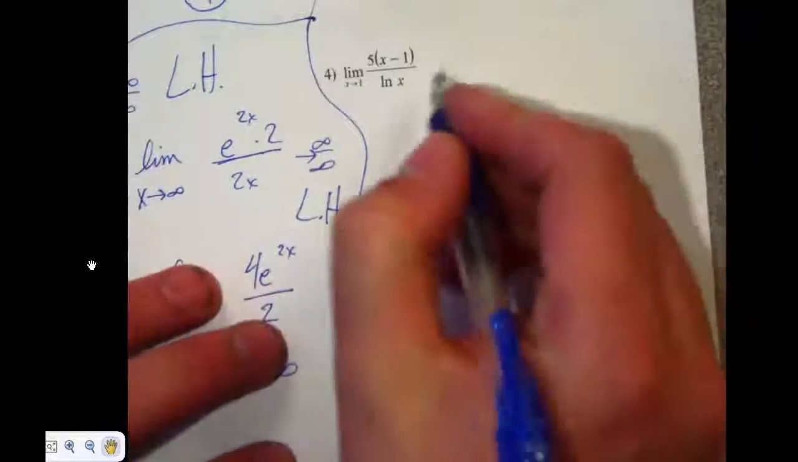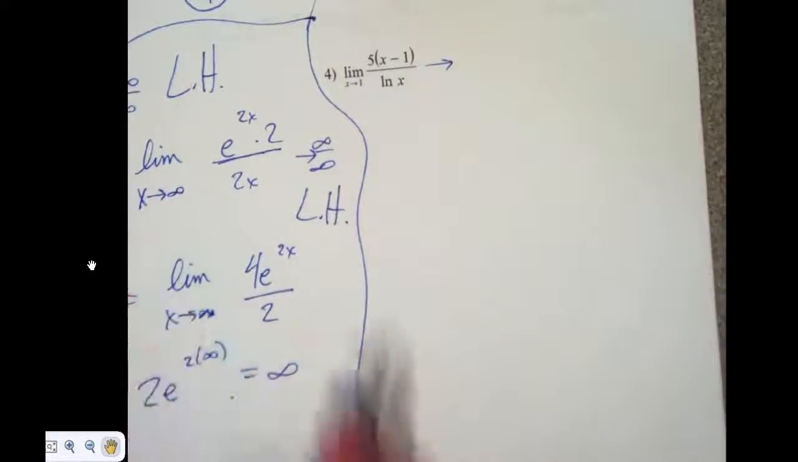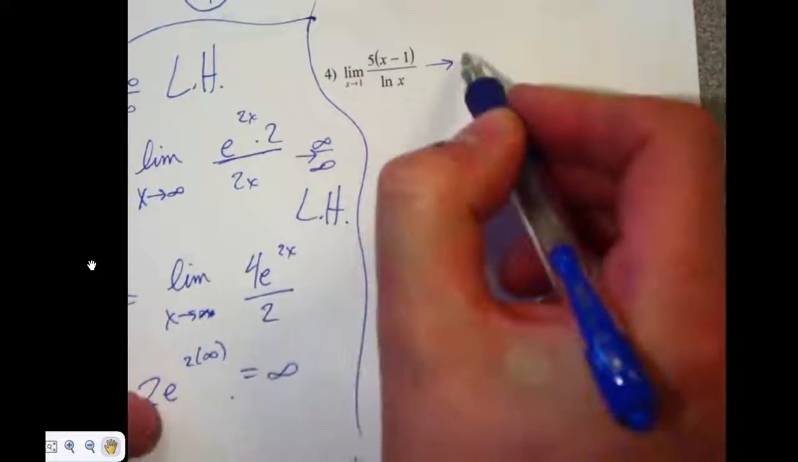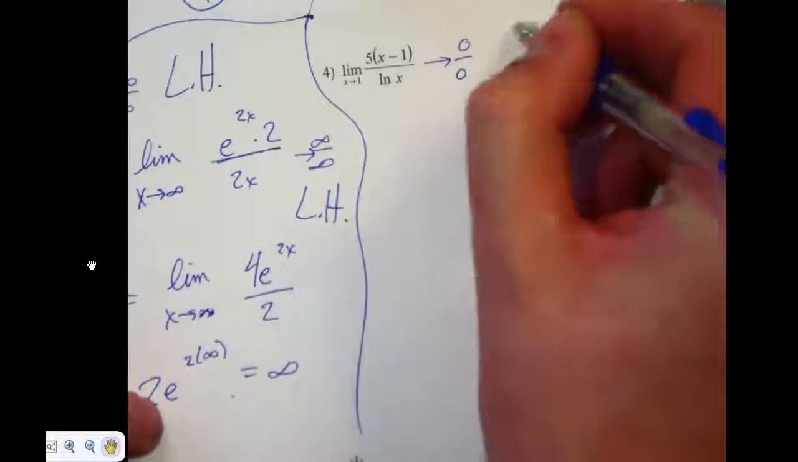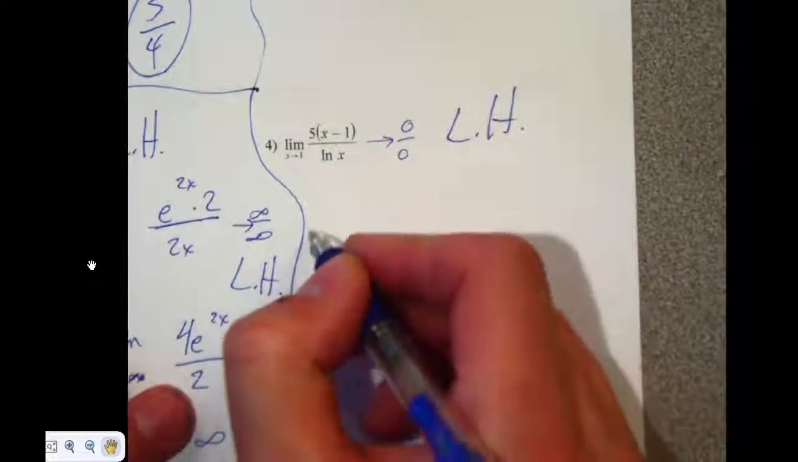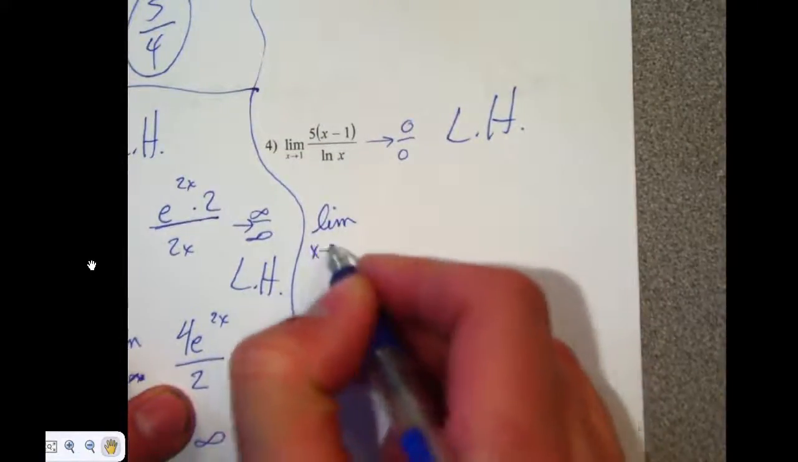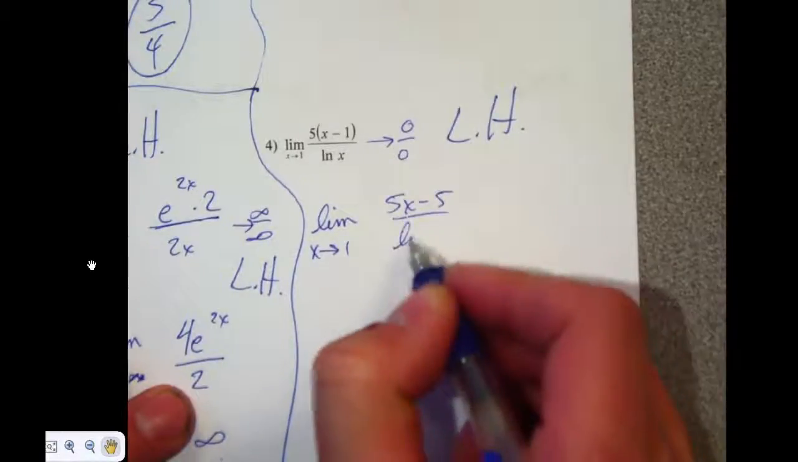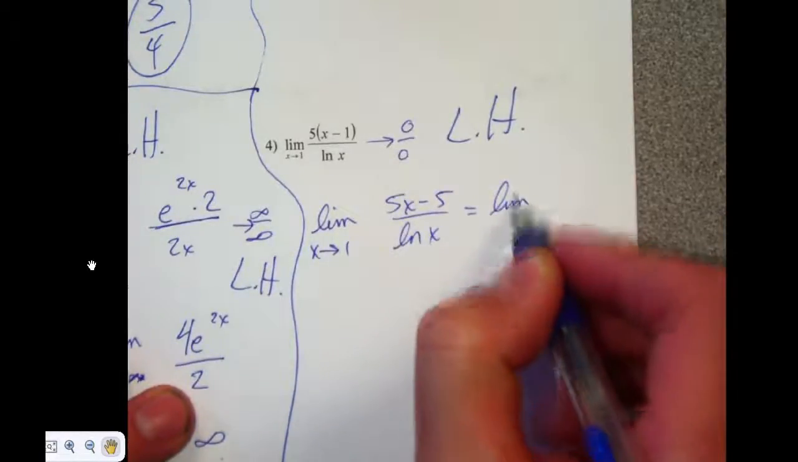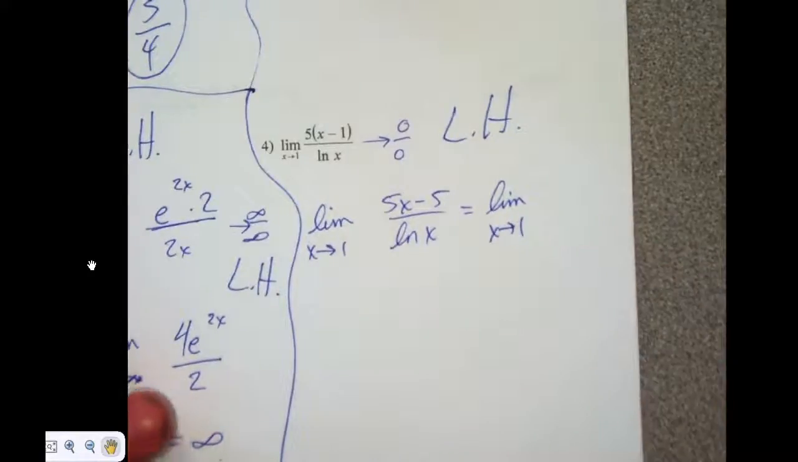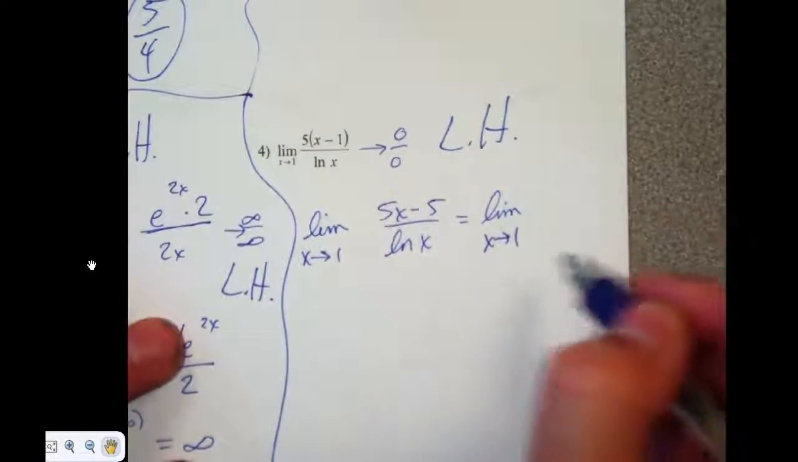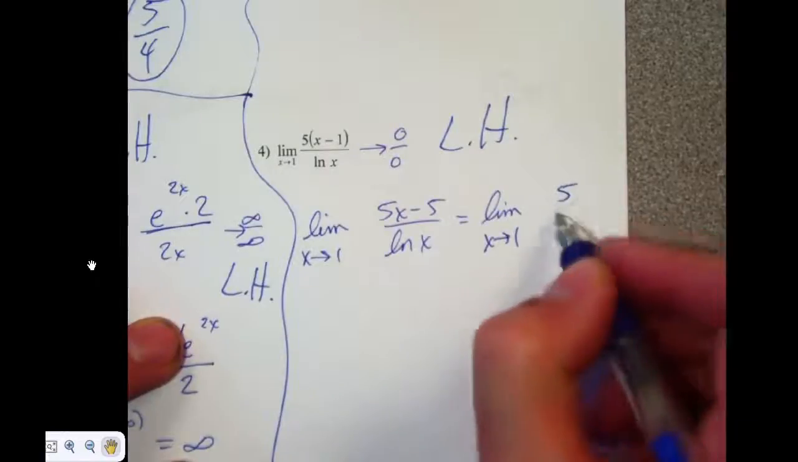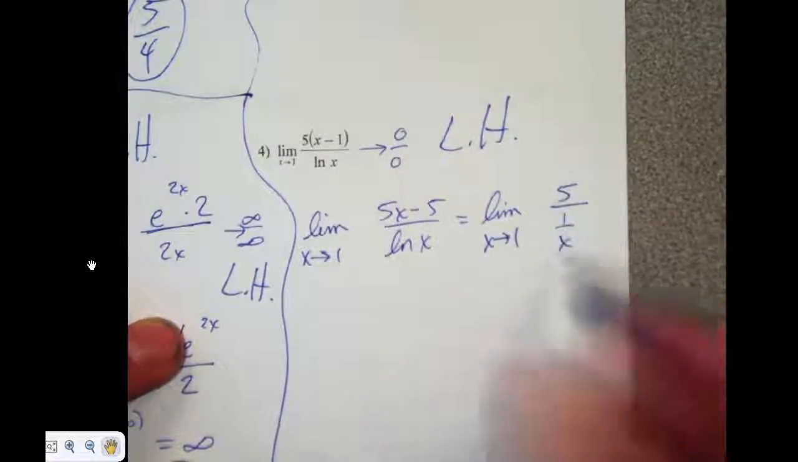Alright, so if I plug in 1, I'm going to get 0 over 0. So that's the first thing I'm doing. And I'm going, okay, that means I'm about to use L'Hopital's rule. I know the limit as x approaches 1 of what you gave me is the same as the limit as x approaches 1 if I take the derivative of what you gave me on top and bottom. So this will become 5 here. This will become 1 over x.